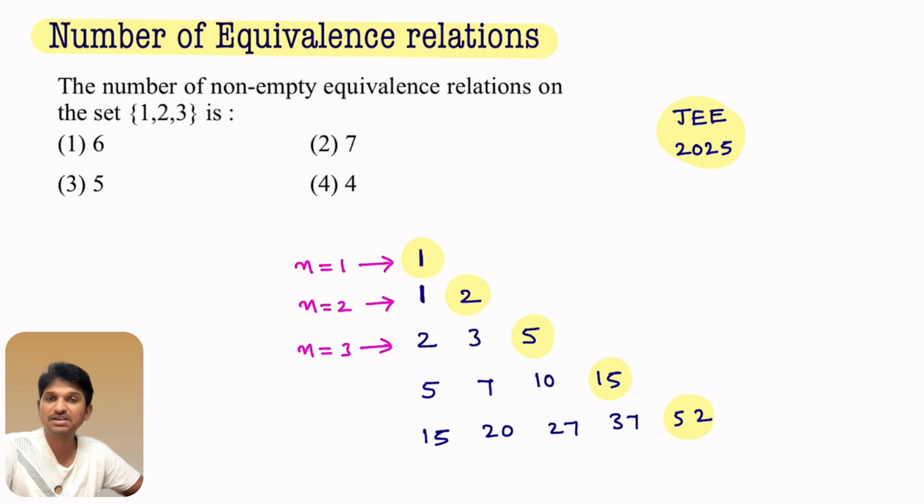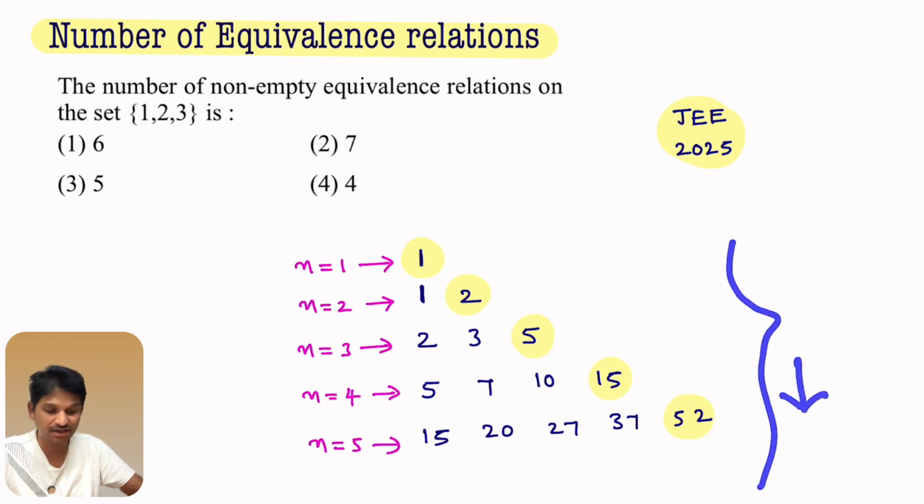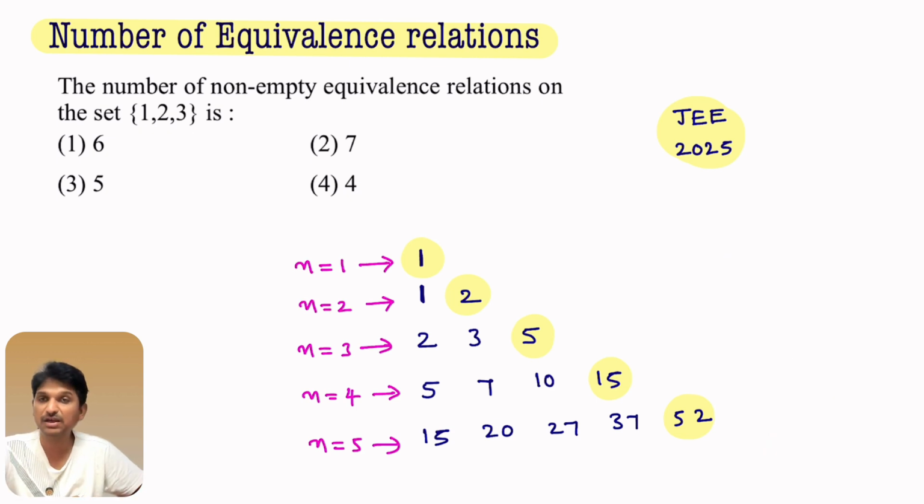Very easy question, a time-saving question at JEE level. But the only thing is, to find the number of equivalence relations, you must know about Bell's triangle. If set A contains 4 elements, the number of equivalence relations is 15. If set A contains 5 elements, the number of equivalence relations is 52. Like this, if we continue, based on the number of elements in the given set, we can say the number of equivalence relations. I hope you understand this solution.